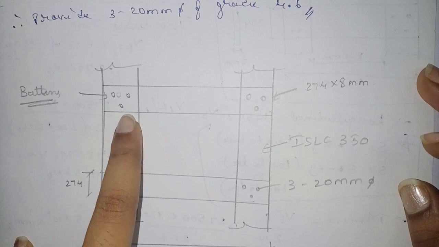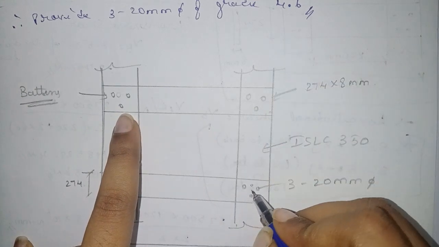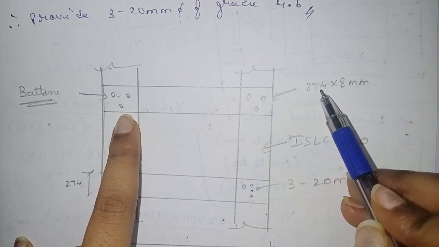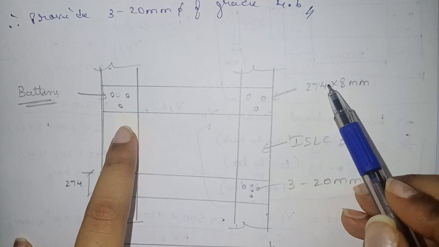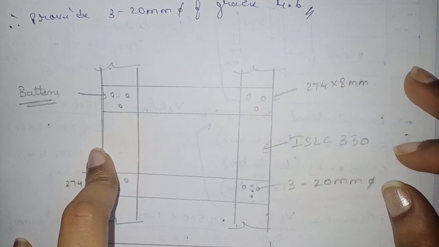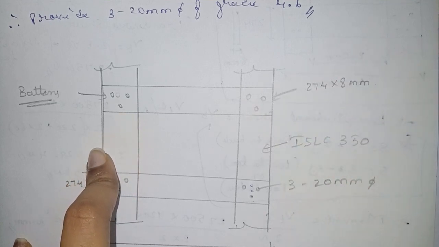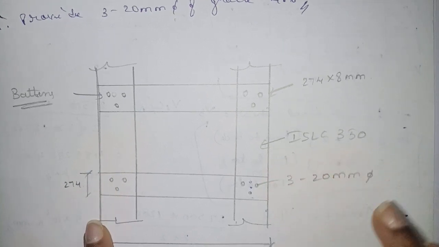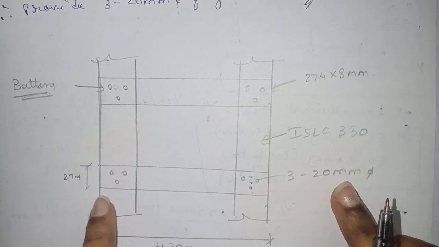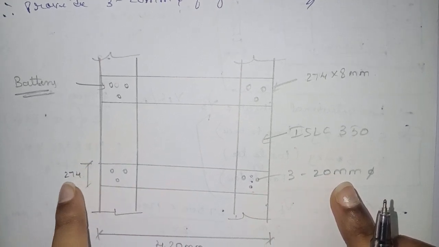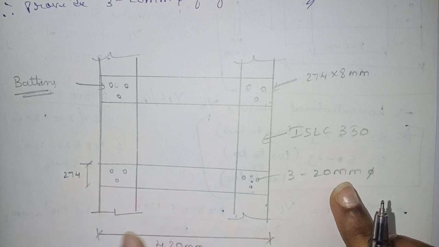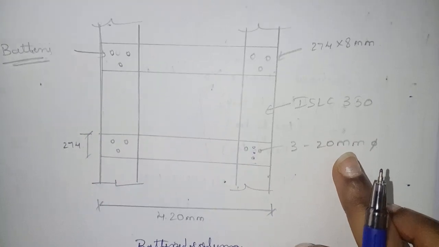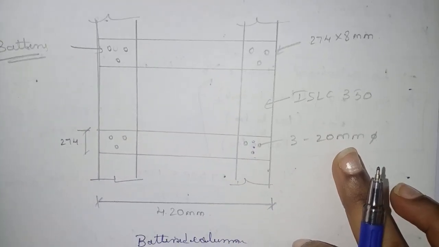In any pattern you can give, not only like this, you can give it in the same straight line. And these are 274 by 8 mm. These are the intermediate one. End patterns you can give it as 340 by 8 mm. Okay, ISLC 350, and this is 3 number of 20 mm diameter. The height of this is 274. Length is 420. Spacing is 220. So this is about the design of battens.